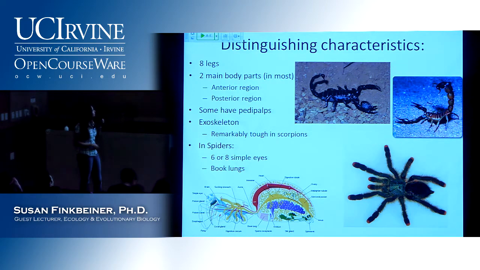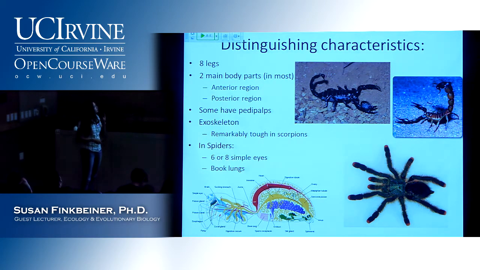They have an anterior and posterior region. If I'm not mistaken, I think your book has a mistake in that it suggests that all chelicerates have 2 body parts, but that's wrong, and I'll explain that to you later. And some of these guys have pedipalps, which is kind of like an additional pair of legs, or extra appendages that they use to guide food into their mouth. So these are pedipalps on the spider. And on scorpions, the pedipalps are their pincers.